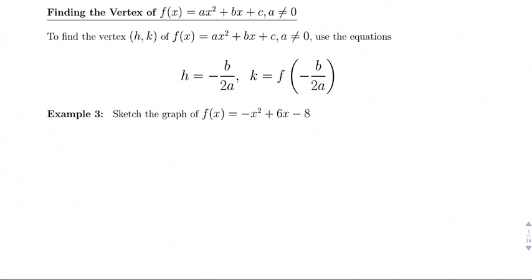Okay, so in this next example, we're looking at finding the vertex of a quadratic. To find the vertex (h, k) of a quadratic, we use the equation h equals negative b over 2a, and then the k is just going to be f of that answer. That's going to give us the coordinates of the vertex of the parabola.